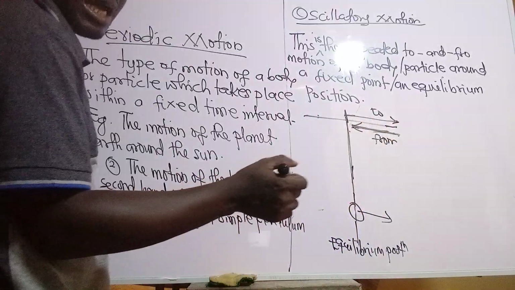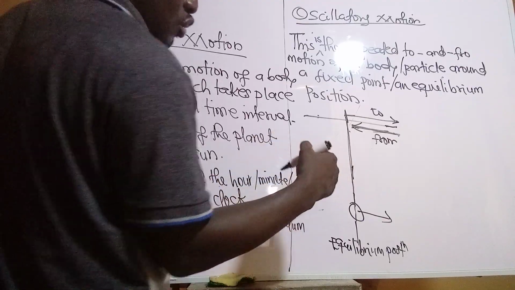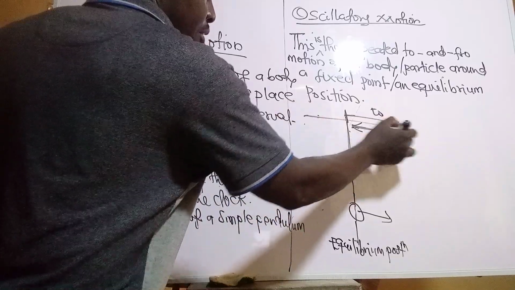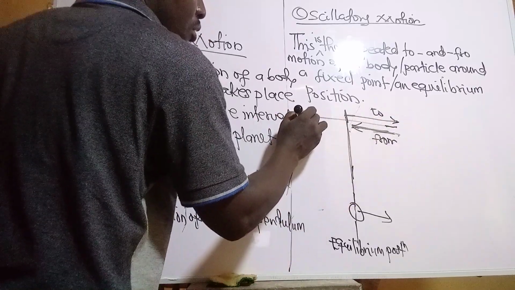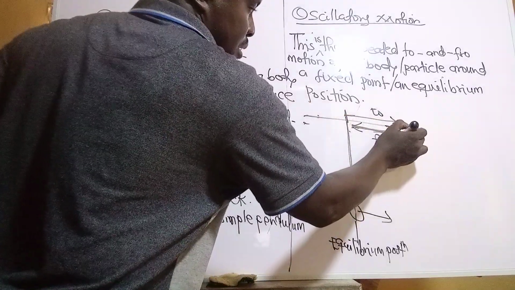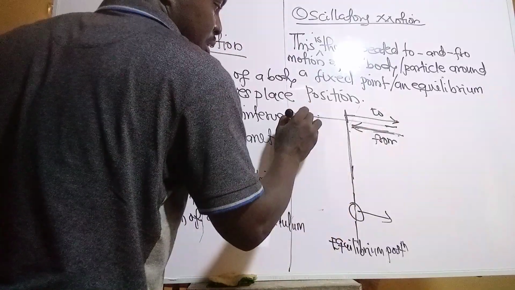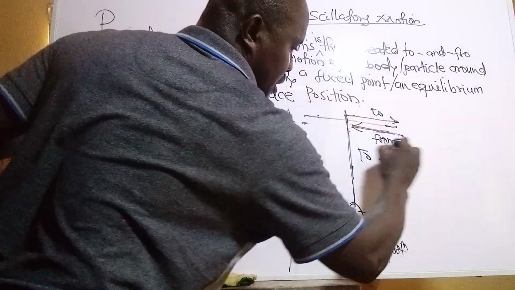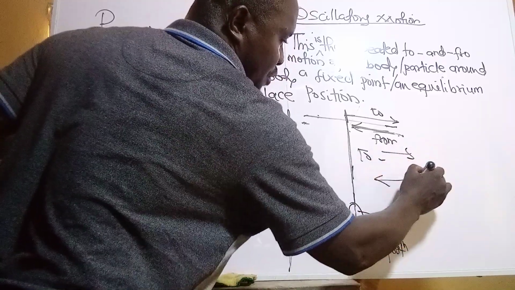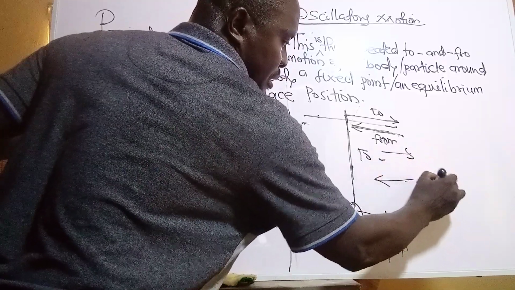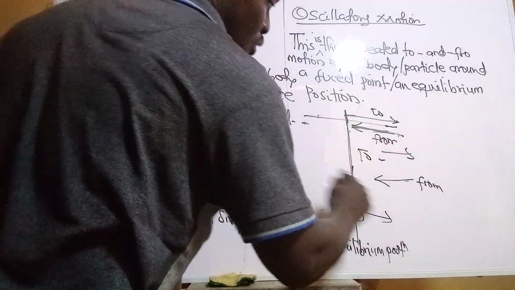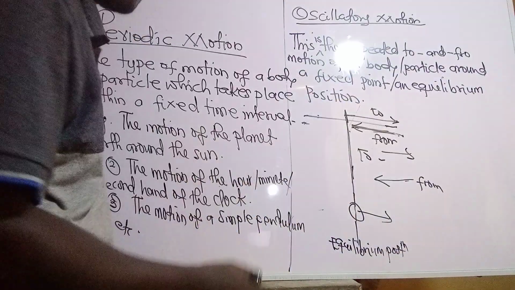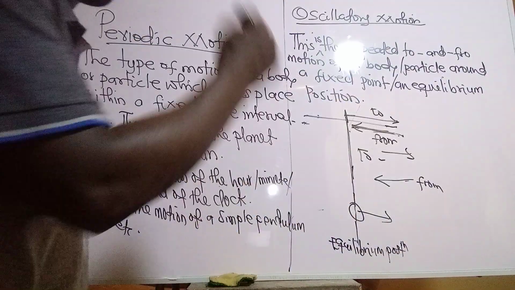But because the object has inertia and so has momentum, it will come to this extreme. From here to this point, from this point to this point, from this point to this point. So we have to in one direction and fro, from. The fro actually means from. So we have to and fro, to and fro, to and fro. Or sometimes the motion can also be up and down.